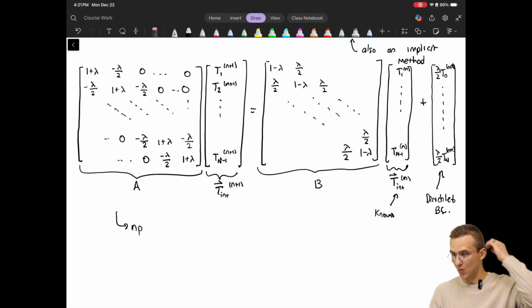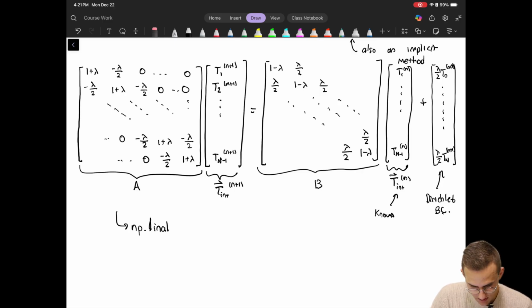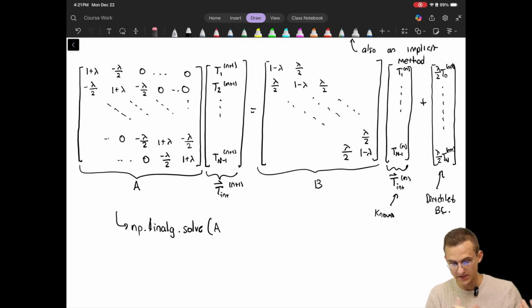So most of the work, and you'll see in the example that we'll go through in a few minutes here, most of the work is setting up the matrices, and then you just have a one-liner where you just say np.linalg.solve, and then you feed it A, your system matrix. That's the one that you're inverting. That's the one that's applied to the next time step that you have to invert.